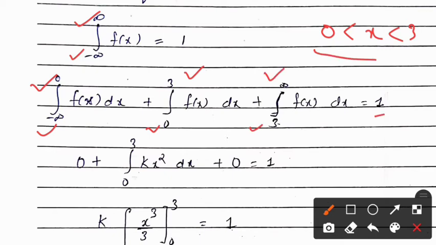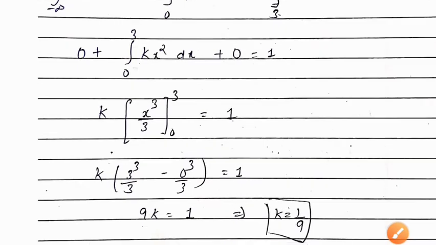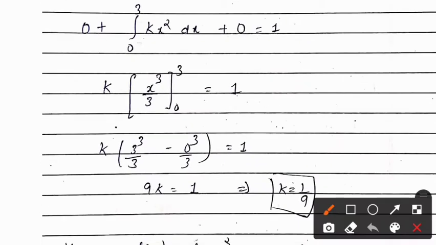So between 0 to 3 your value is kx square and other terms will become 0. Okay. So now we will just integrate this function. So k is constant, we are keeping as it is. Integration of x square will be x cube by 3 by using the formula integral of x raised to n dx equal to x raised to n plus 1 upon n plus 1. Okay, so you get here x cube by 3.